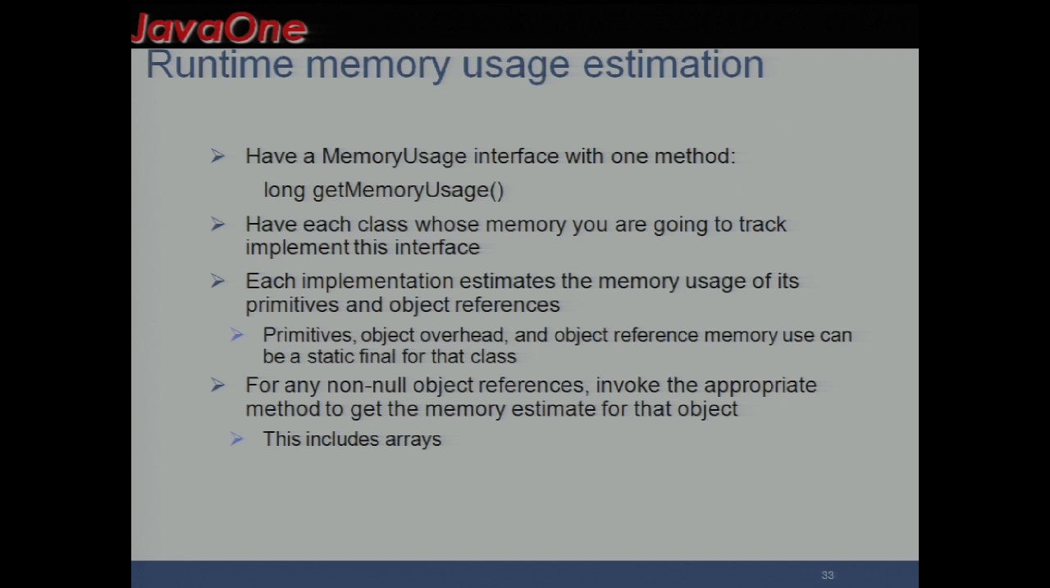And as I said earlier, you can do that as a static final, so you don't have to keep doing it all the time. And one thing to keep in mind is that a null pointer reference uses the same amount of memory as a real pointer. If you have any non-null references, then you just follow the pointer and invoke the getMemoryUsage method for that class. And this includes arrays.